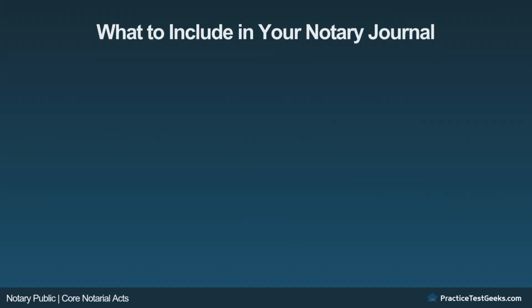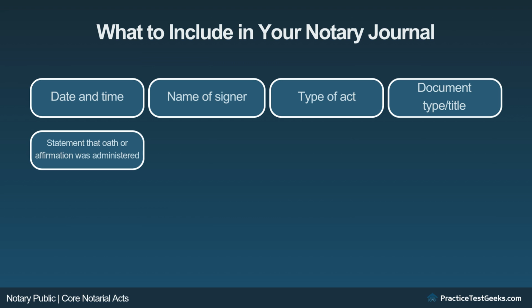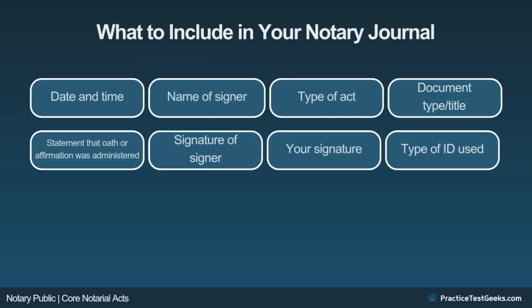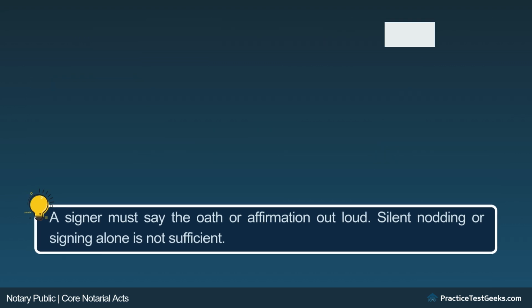What to include in your notary journal. Date and time of the act. Name of signer. Type of act. Document type and title. Statement that the oath or affirmation was administered. Signature of signer, your signature, and type of ID used. Exam tip. A signer must say the oath or affirmation out loud. Silent nodding or signing alone is not sufficient.